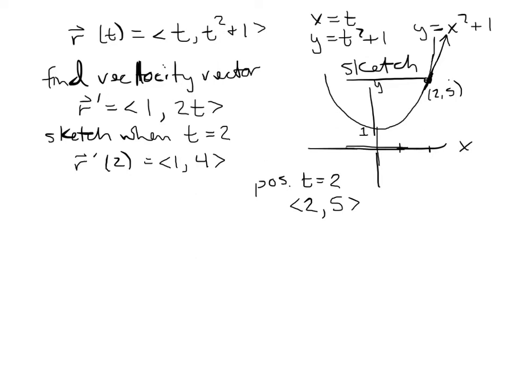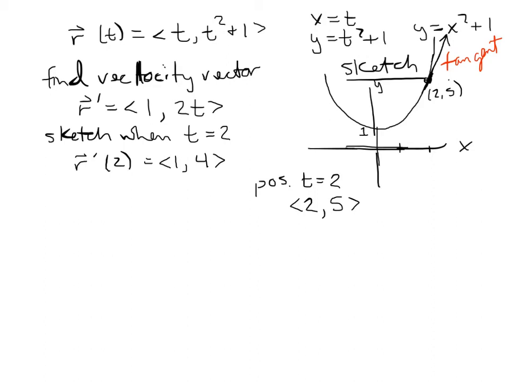And the reason that I wanted to draw this for you is that I want you to notice that that vector is tangent. That vector, the velocity vector, is tangent to the curve. That's all I wanted to get across on sketching that. So finding the velocity vector, pretty easy. You just take the derivative.